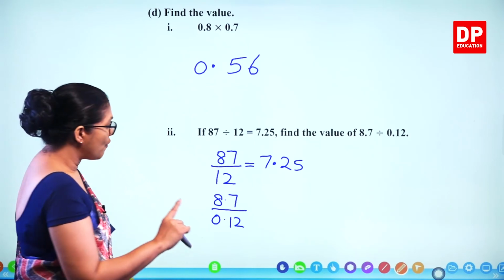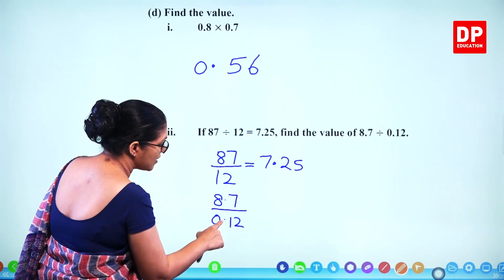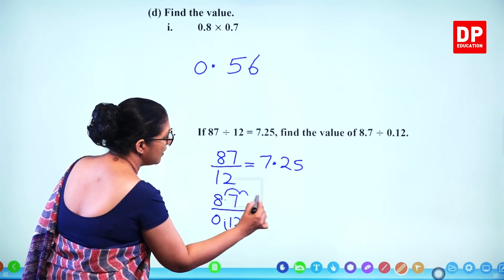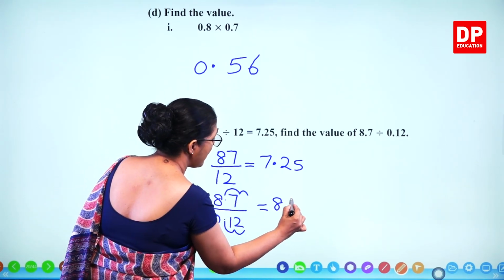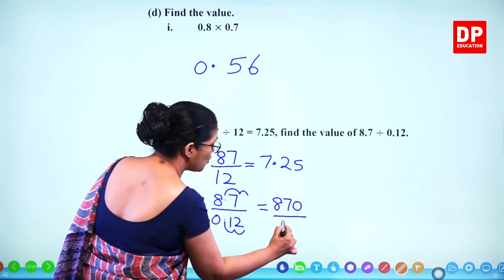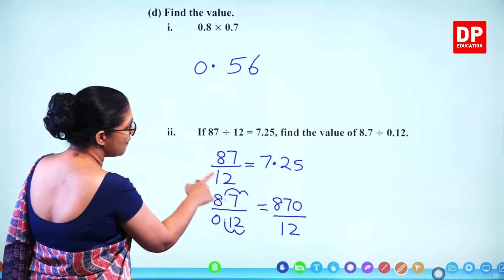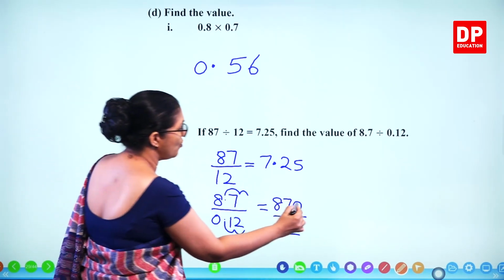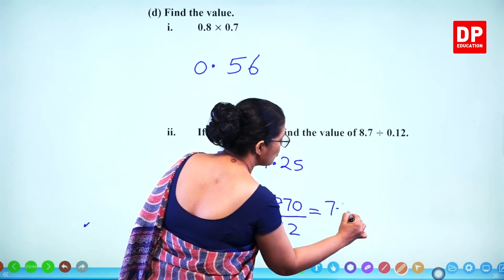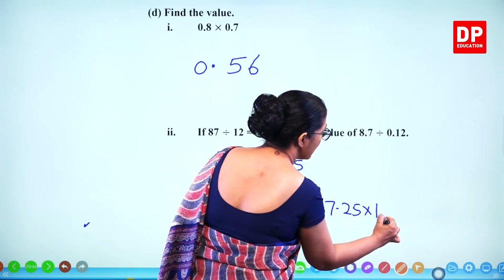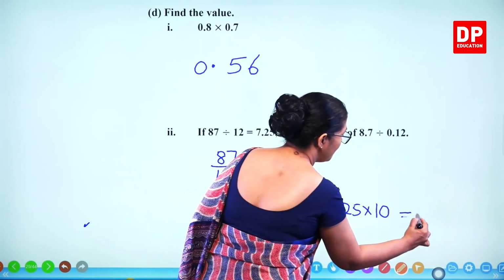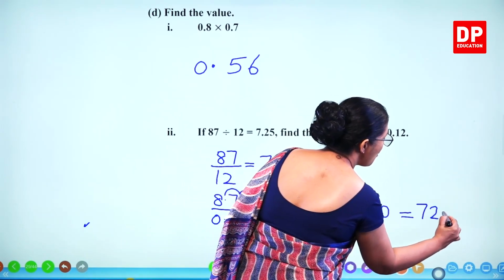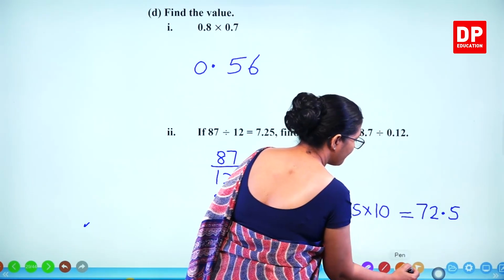You have to get rid of these decimals in the denominator. So multiply by 100. Do the same thing. So that becomes 870 divided by 12. Now see the difference here. You are multiplying by 10. So you get 7.25 multiplied by 10 here. Move the decimal place 1 place to the right. 72.5.